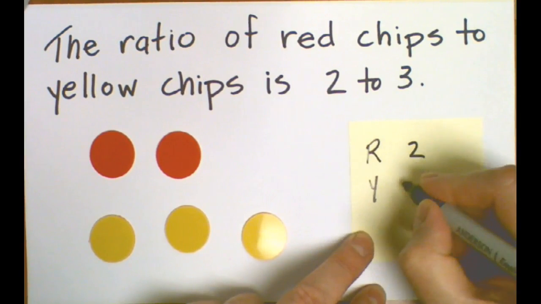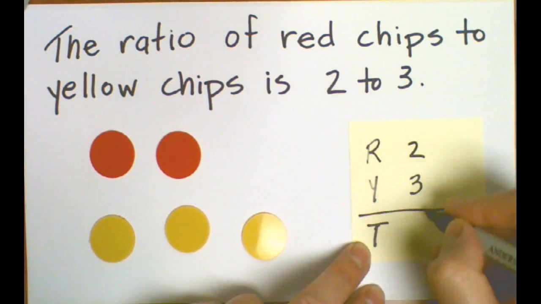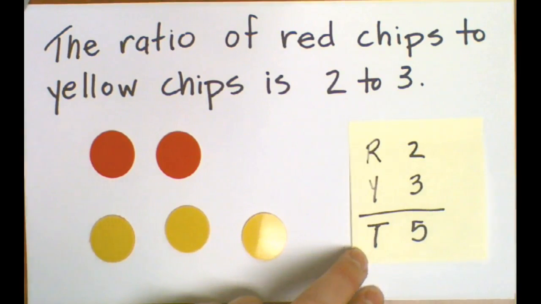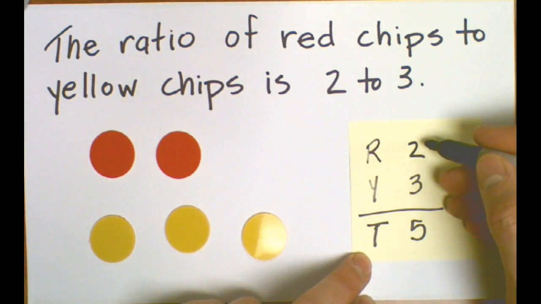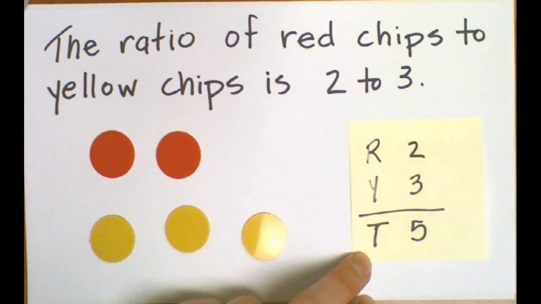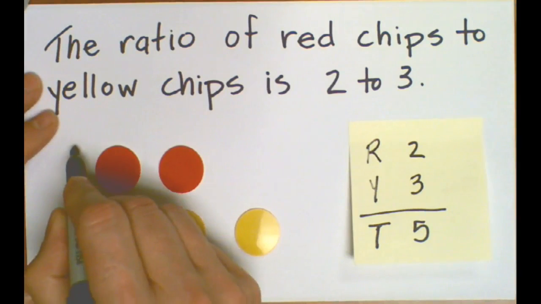The 3 relationships that we need to consider: the number of red chips, which is 2, the number of yellow chips, which is 3, but we also want to look at the total, which in this case is 5. And we're always going to get that total by adding the 2 relationships together. So we have 3 relationships that we're going to consider as we look at this ratio. And since we're going to look at the relationship as a bar model and not with the specific manipulatives that we have out, let's go ahead and do that.